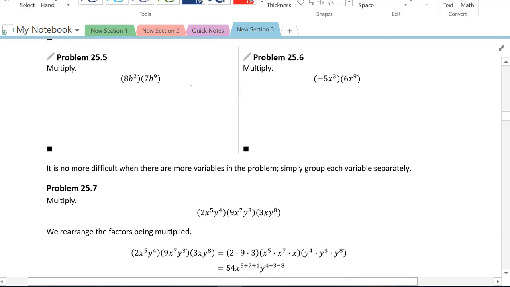All right, so what happens if we have coefficients in the front, right? Meaning what happens if we have numbers in the front? So if we have numbers in the front, or coefficients in the front, you just gotta multiply the numbers. So you would just say 8 times 7. 8 times 7 is 56. And then it's going to be b to the 2 plus 9, which is b to the 11. Okay, next one, same thing, multiply the numbers first. So that's going to give us a negative 5 times 6 is a negative 30. And then since that's an x and that's an x, we can add their powers. So that's going to give us x to the 12, right? 3 plus 9 is 12.